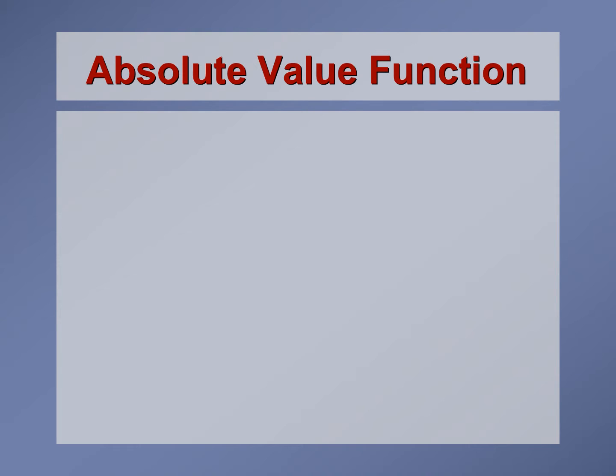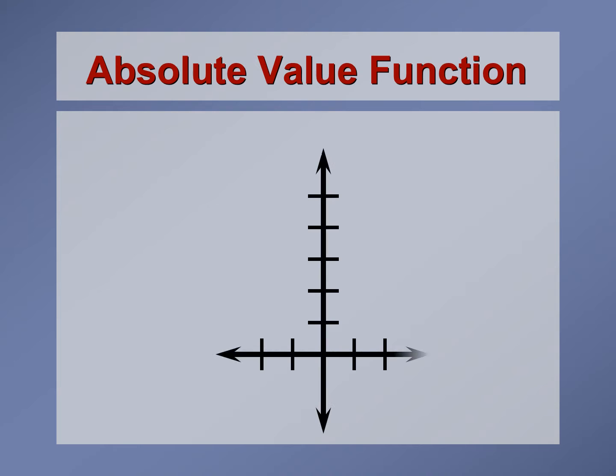Our next type of function is an absolute value function. So for the absolute value function, you'll notice as you plug in values, no matter what value you plug in, you'll get a positive number. So -2 goes to 2, and then 2 goes to 2. -3 goes to 3, and 3 goes to 3. So you end up with a graph that looks like this. It's kind of like a V.